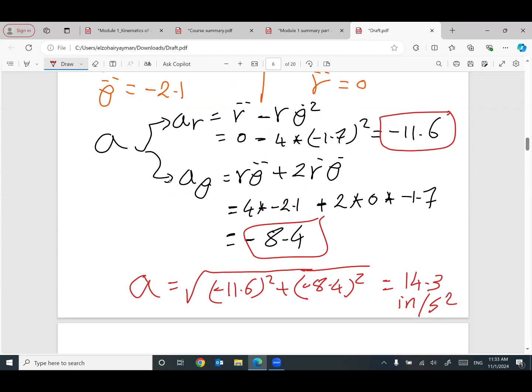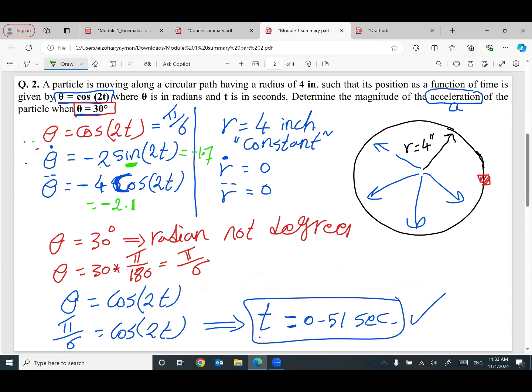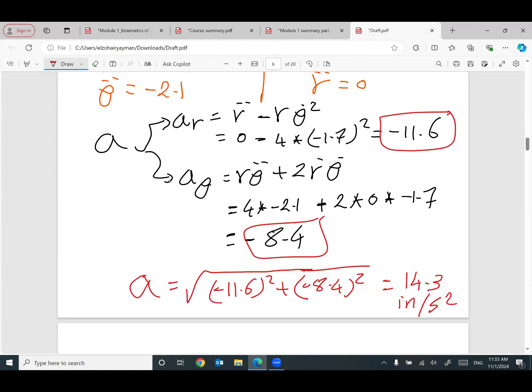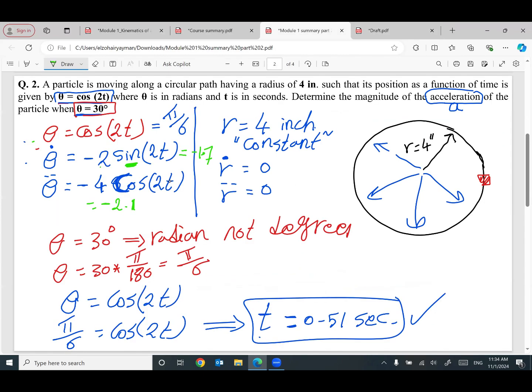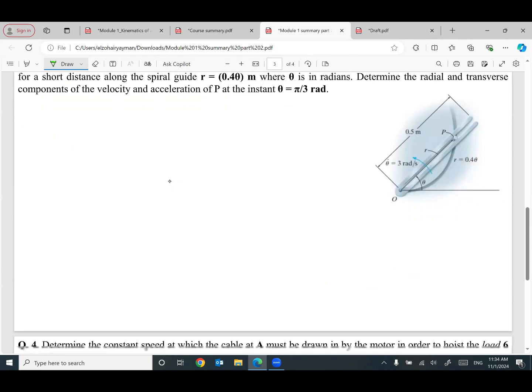That makes sense? So this is the typical problem in this part of the module. I'm giving you the expression for theta, I'm giving you the value for r, then I figured out r dot, r double dot, theta dot, theta double dot, and then found the components of the acceleration. Any question? Let me do one more example on the same part.